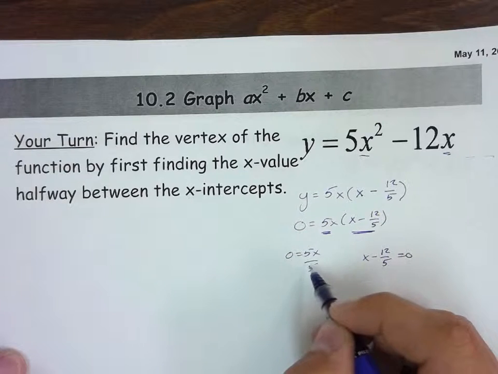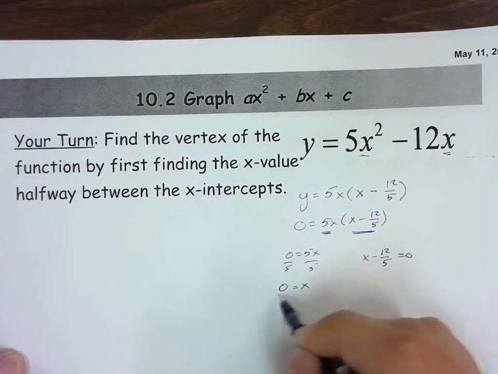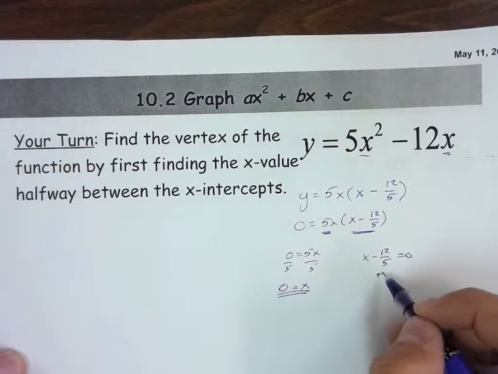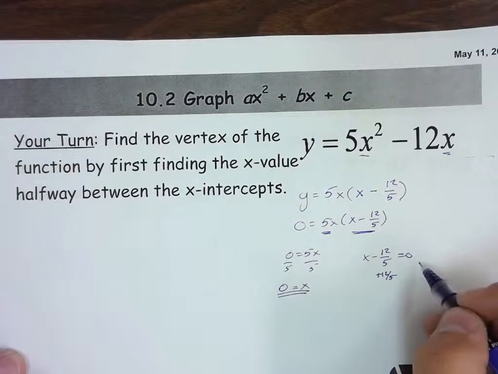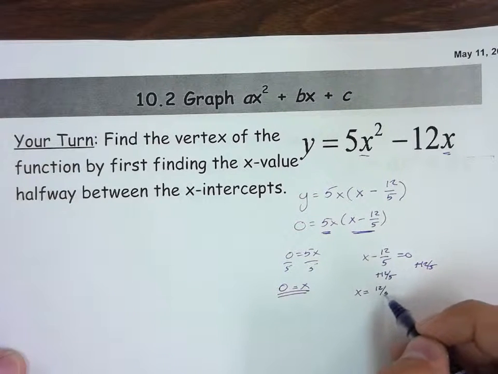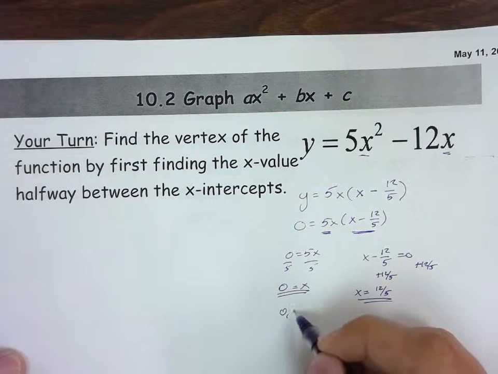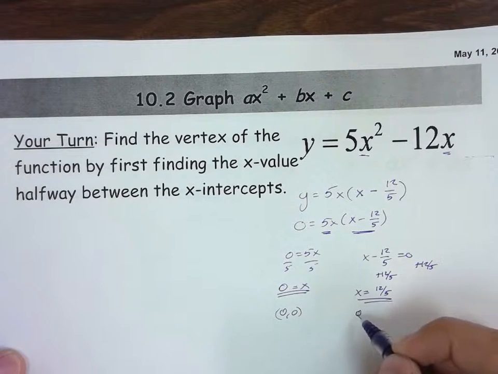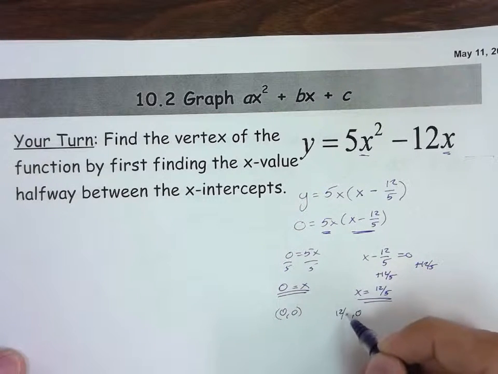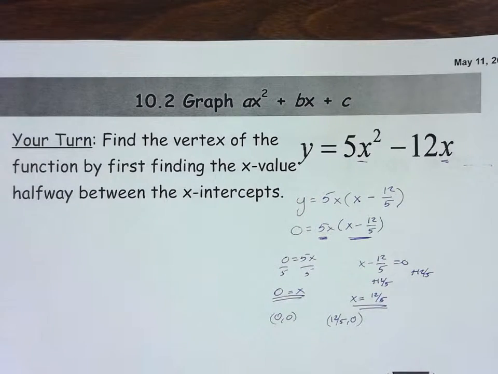Divide by 5. 0 divided by anything is still 0. Add 12/5. Add 12/5. x equals 12/5. Those are my two x-intercepts, or my zeros: 0, 0 and 12/5, 0. The points are across the x-axis.